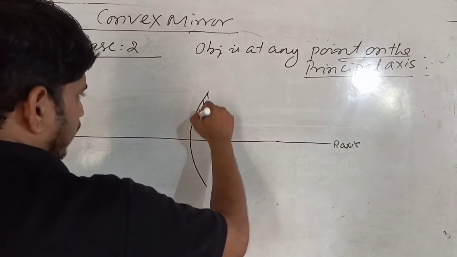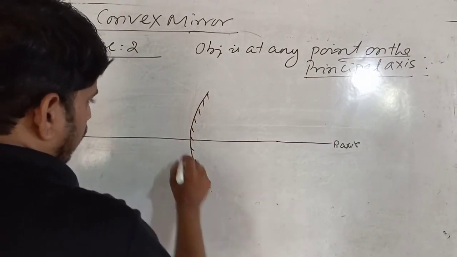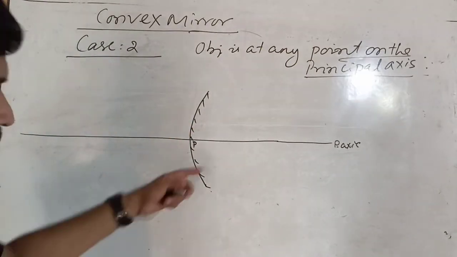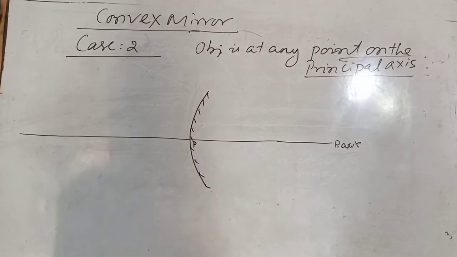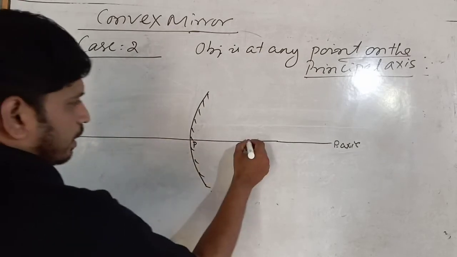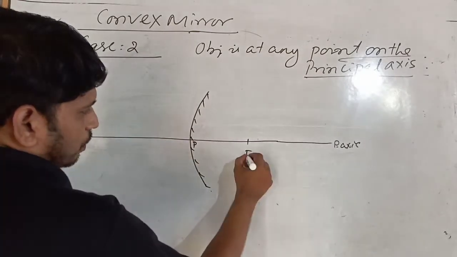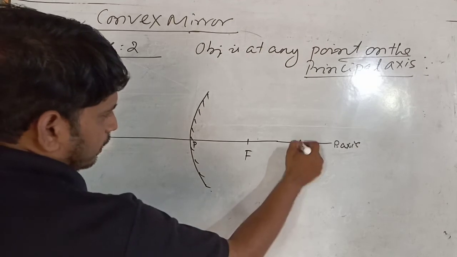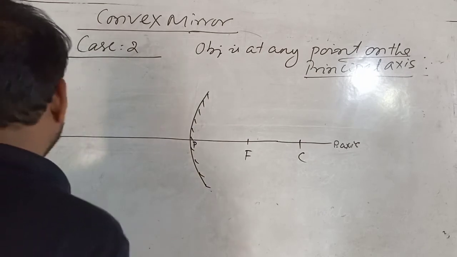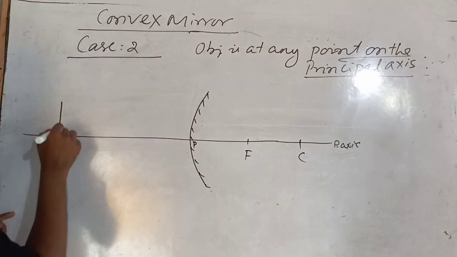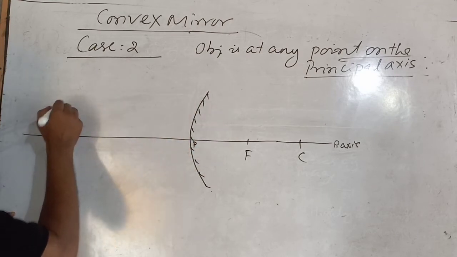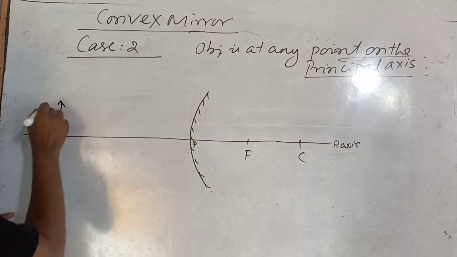Its non-reflecting side is dashed, and here never forget to write P. I forgot it in the previous case. You write P, and here is the focus, and double the length here is C, somewhere here for example. So for any point on the principal axis, you draw it a little smaller than the curvature of the mirror. So it is A, B.